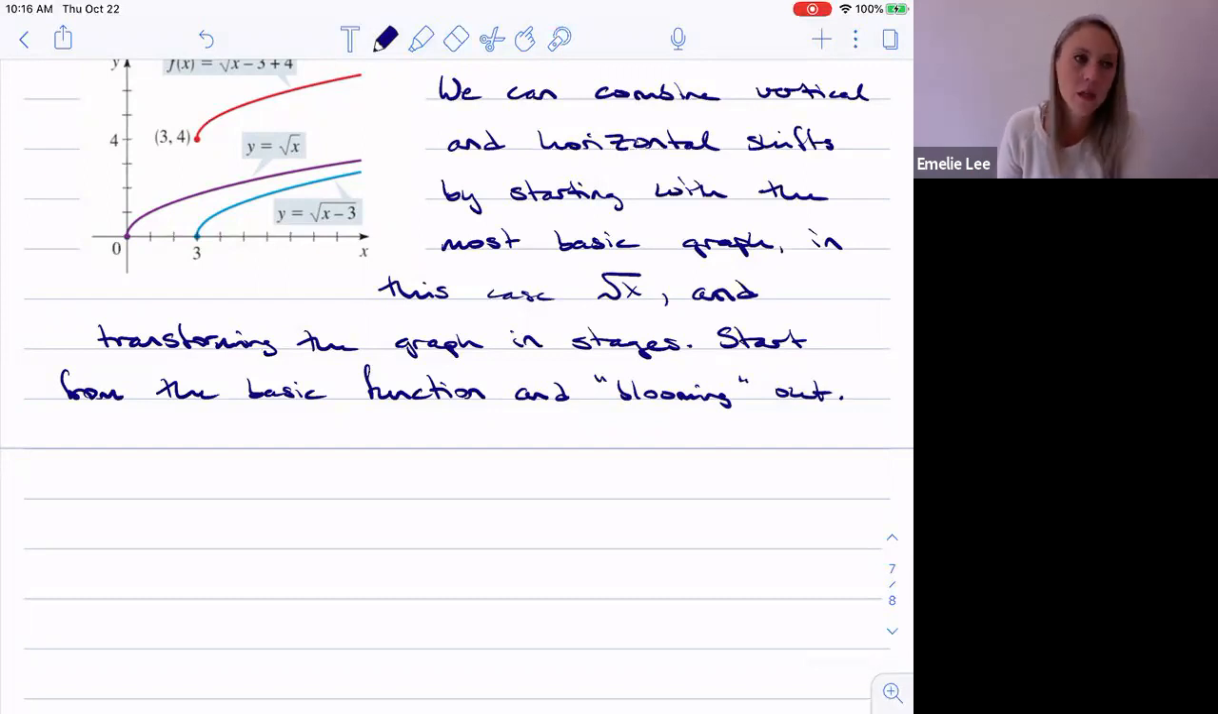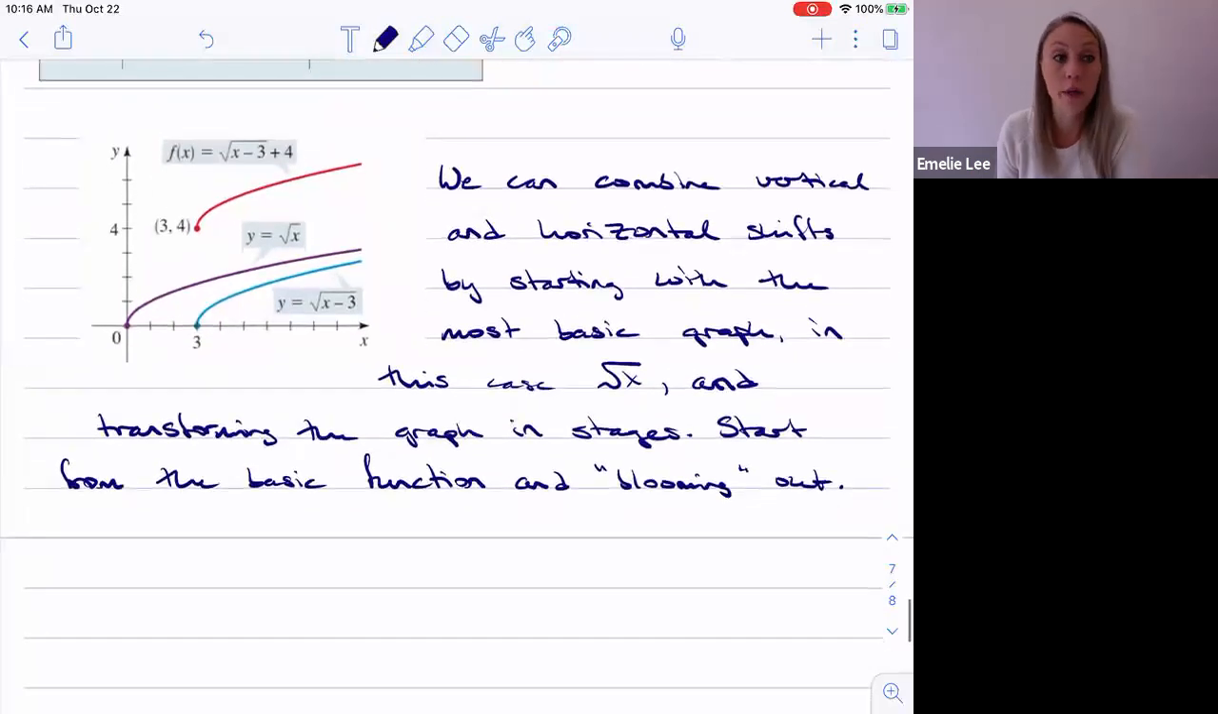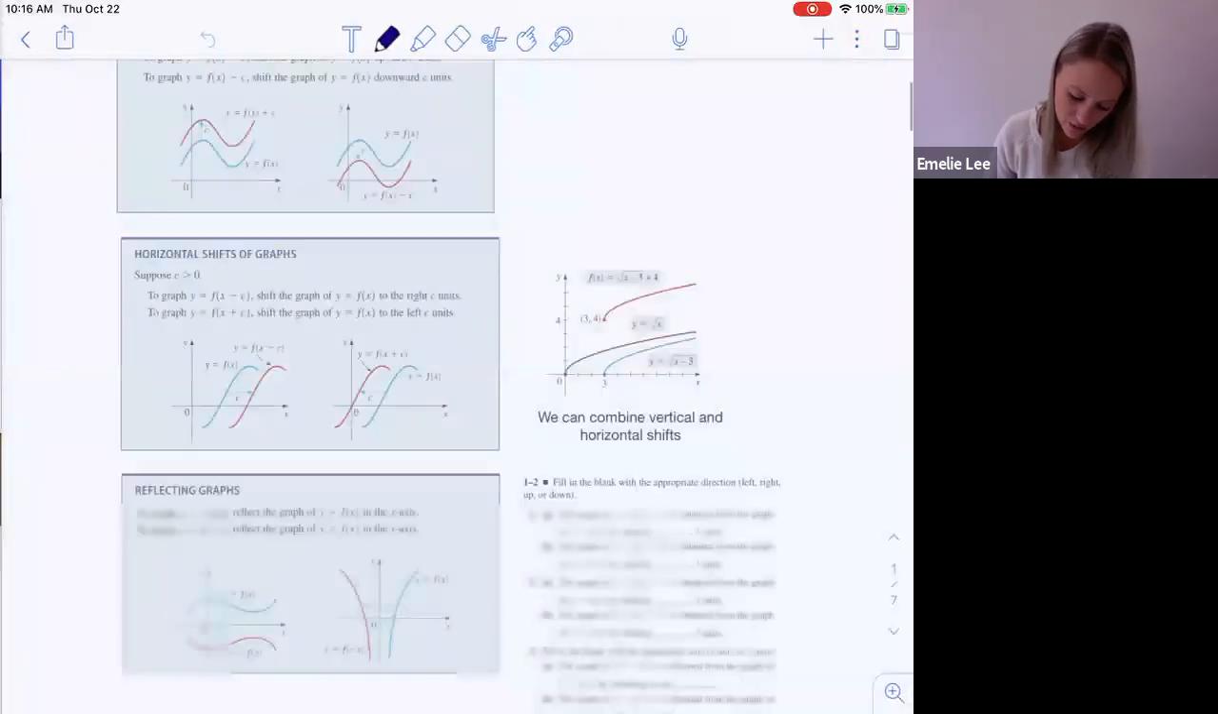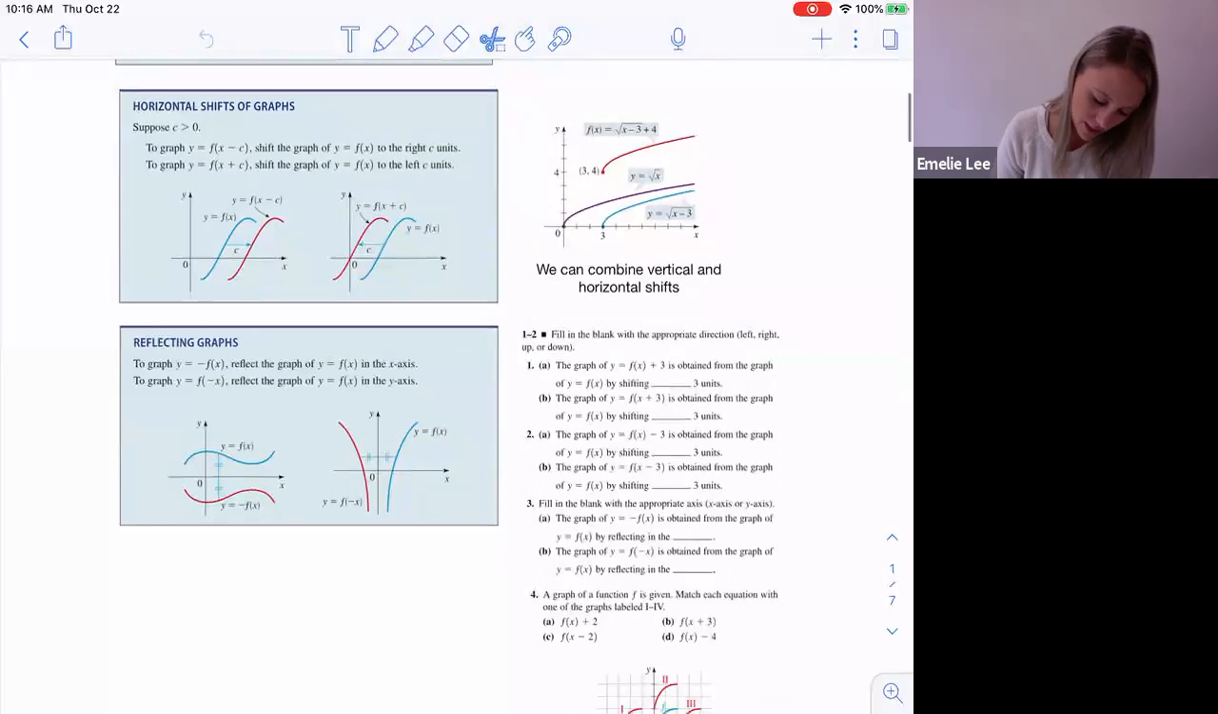Okay, so those are pretty core. We need to be able to shift graphs up and down and to the left and to the right. Some other things that we can do: we can reflect graphs.